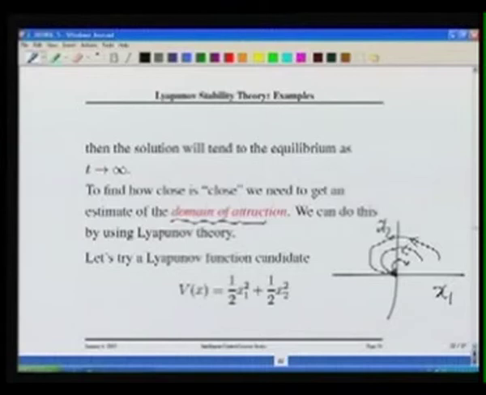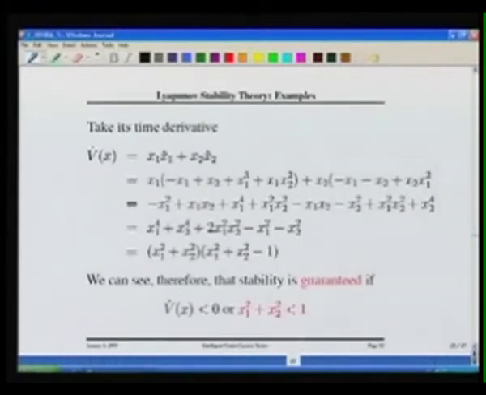So, let us go to the direct method to answer this question, which is called the domain of attraction or region of attraction. V x is half x 1 square plus half x 2 square, apply the derivative with x 1 dot, x 2 dot, and I think there is some mistake here.